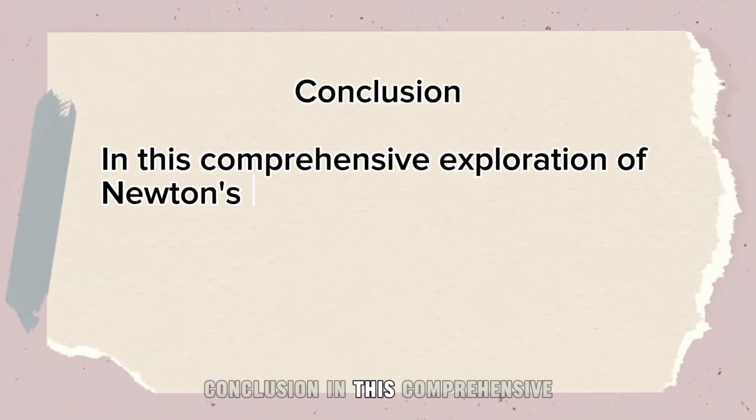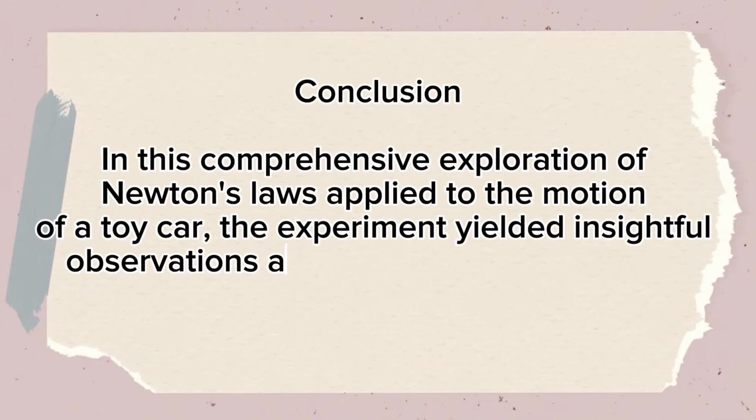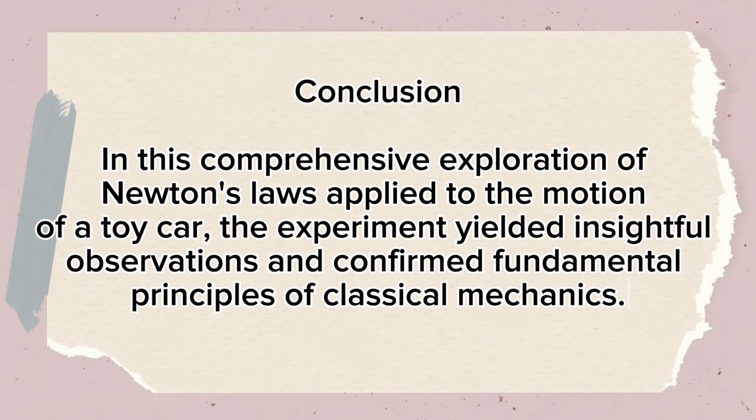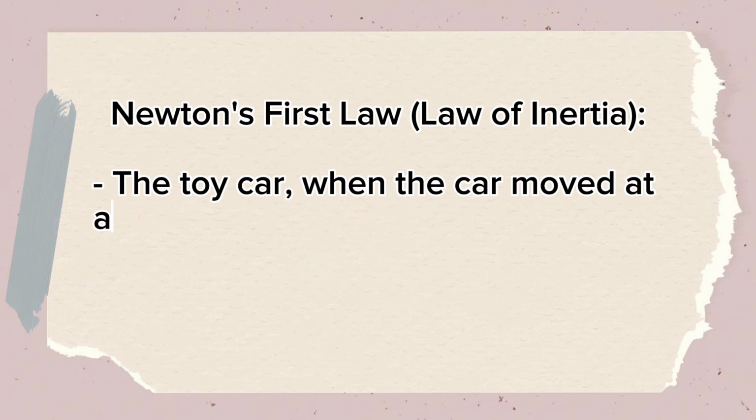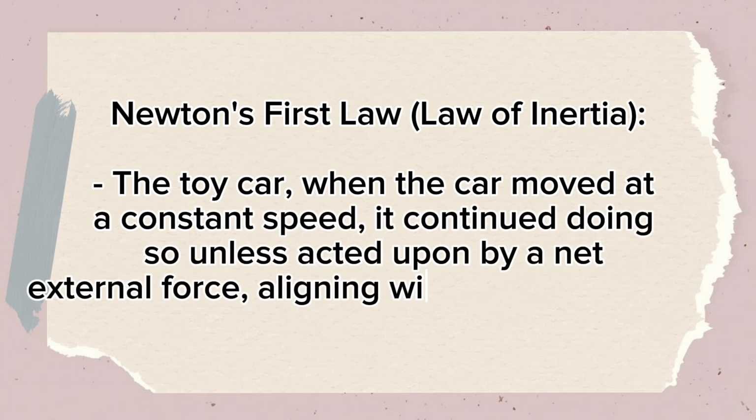Conclusion. In this comprehensive exploration of Newton's laws applied to the motion of a toy car, the experiment yielded insightful observations and confirmed fundamental principles of classical mechanics. For the first law, when the car moved at a constant speed, it continued doing so unless acted upon by a net external force, aligning with the law of inertia.